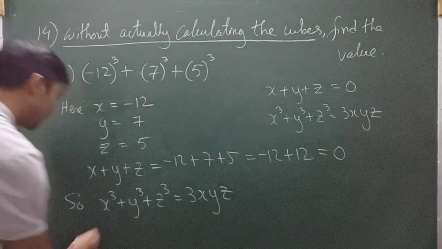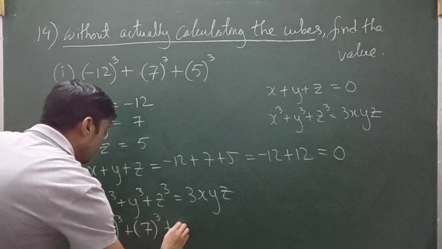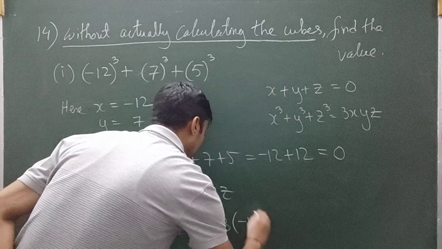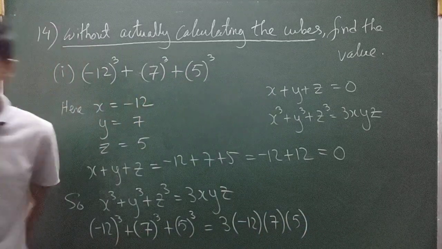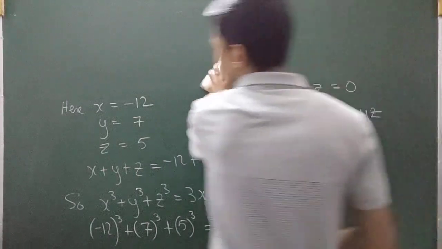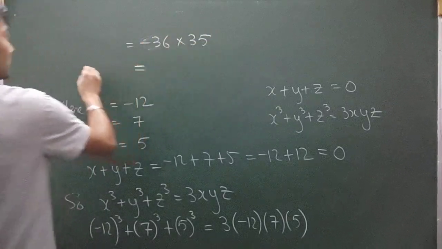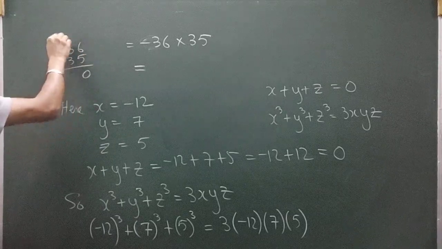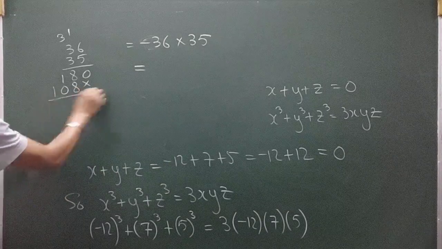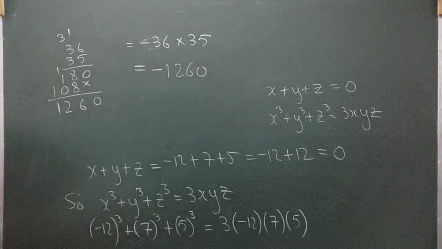Okay? Simple as that. So what is x cube? Minus 12 cube. What is y? 7 cube plus 5 cube. That's what the question is. This value is simply 3 into minus 12 into 7 into 5. So we can easily get the product without expanding or without calculating the cubes. So that's going to be minus 36 into 35. 7 fives are 35. So calculate this, 36 into 35. That comes to 1260, but the negative value is there, so minus 1260.